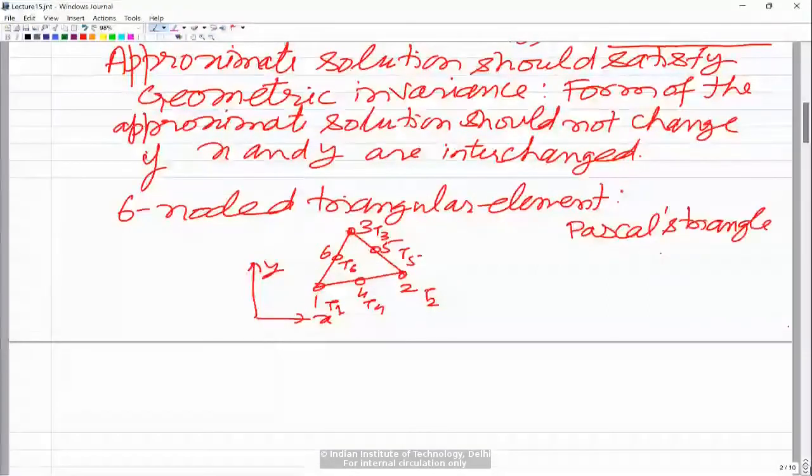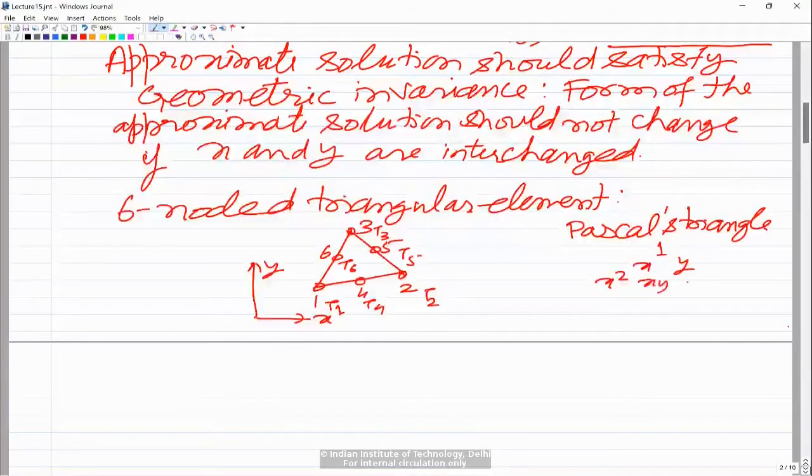So in Pascal's triangle, you have first at the top the constant term 1, then linear terms in x and y, so linear in x and linear in y. Then we have quadratic terms x square, xy and y square. Then we have cubic terms x cube, and when we go from left to right, the power of x decreases and the power of y increases. So x square y, then xy square, and then y cube. Then you have x power 4, x cube y, x square y square, x y cube and y power 4, and like that.